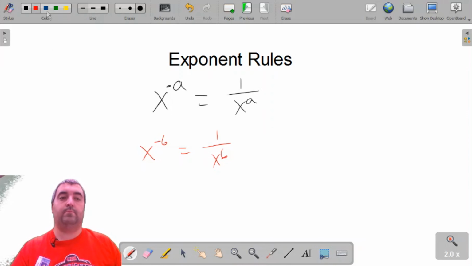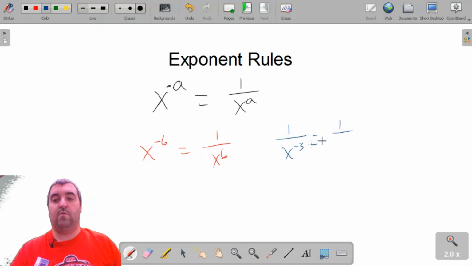Now, an example that students usually have trouble with is what happens when we have the negative in the denominator. Okay? Well, you can think of this as, oh, this becomes 1 over x to the third, but we don't like this fraction within the fraction, so it ends up that you multiply by the reciprocal, which guess what? The reciprocal is just x to the third. So you get x to the third.